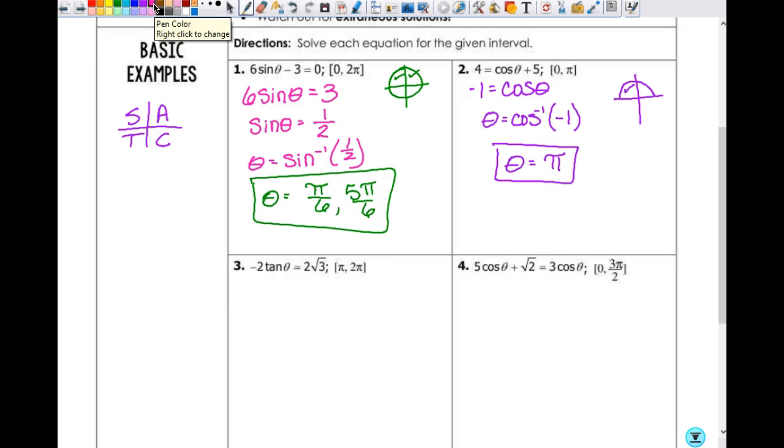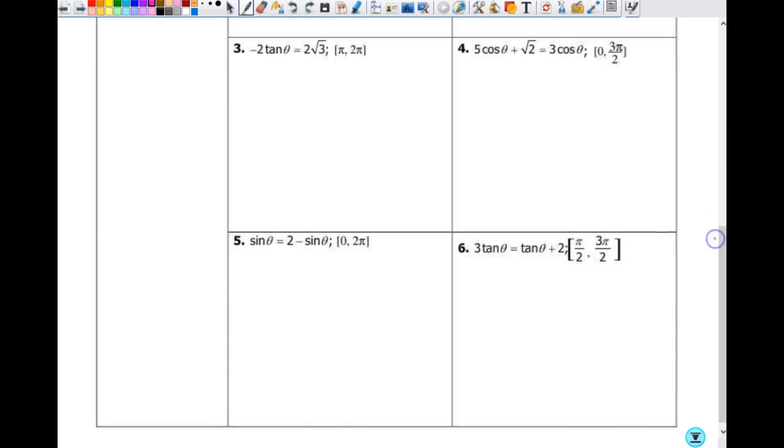All right. Let's look at number 3. We've got -2 tangent theta equals 2 square root of 3. So what would I do to get tangent theta by itself? Divide by -2. Good. So this is going to give me tangent theta equals negative square root of 3. That means that theta is equal to the tangent inverse of negative square root of 3. So my interval here, I'm going from pi to 2 pi, so it's these 2 quadrants.